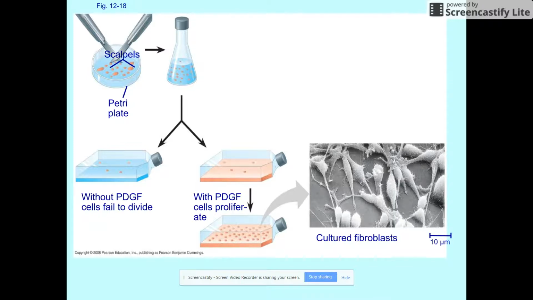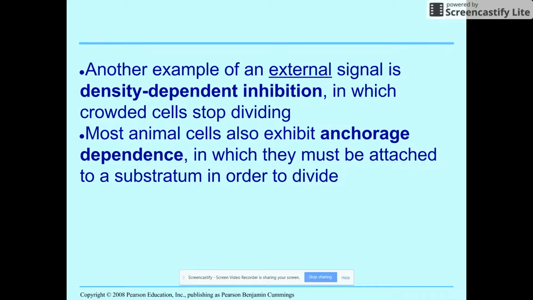And that platelet-derived growth factor is actually released from platelets in our blood. So if you have an injury, like you scrape your skin because you fell off your bike, your platelets will secrete PDGF in order to help promote those cells around the edges of your wound to start dividing so you can eventually heal that wound.